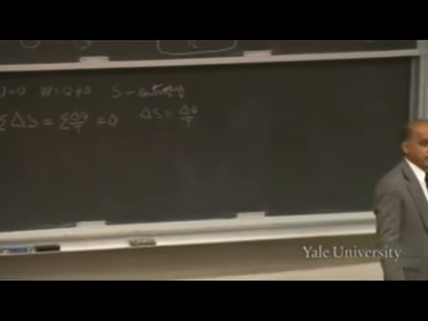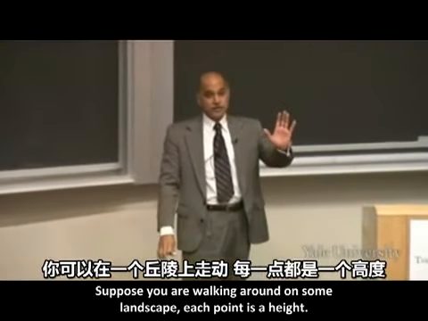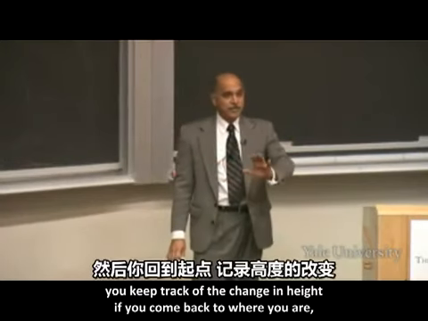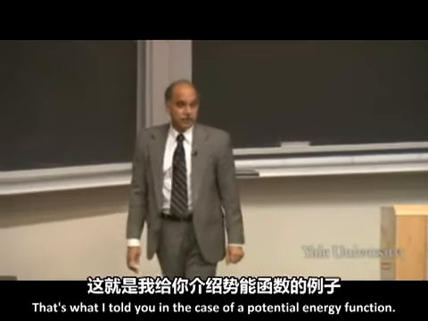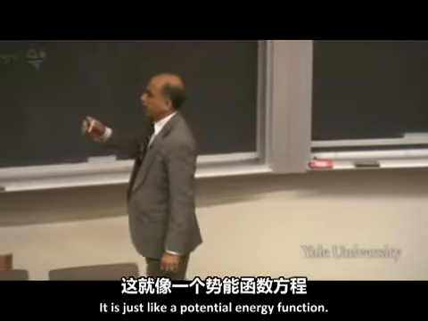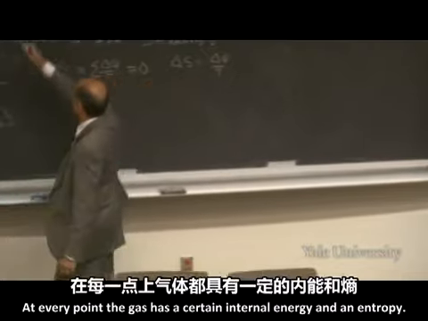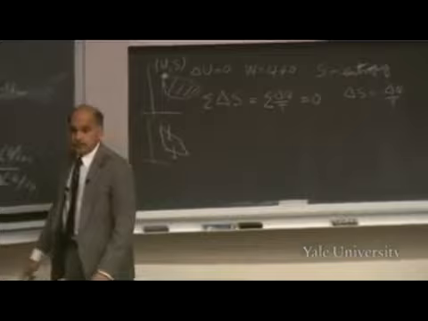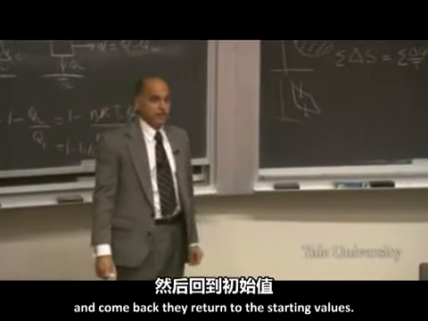Entropy is like a height. Suppose you're walking around on some landscape. Each point is a height. You can walk here and there and come back. At every stage, you keep track of the change in height. If you come back to where you are, the change in height will add up to 0. That's what I told you in the case of a potential energy function. It is just like a potential energy function. The internal energy and the entropy are now state variables. At every point, the gas has a certain internal energy and an entropy. They deserve to be called state variables because when you go on a loop and come back, they return to the starting values.